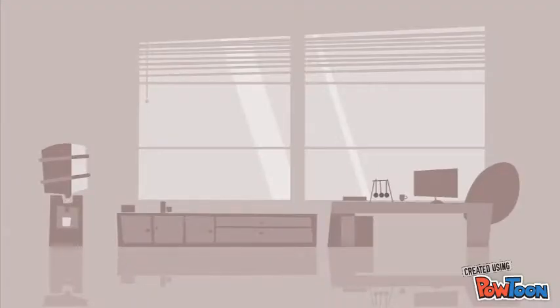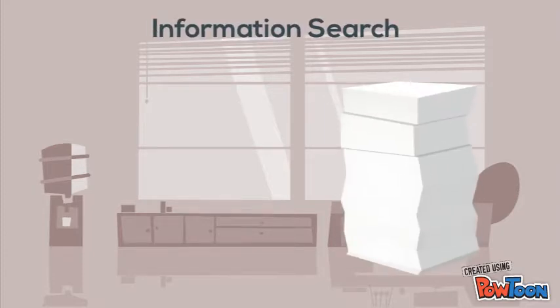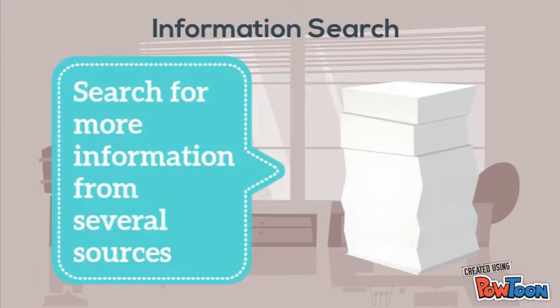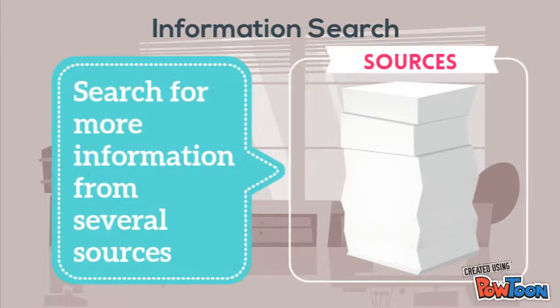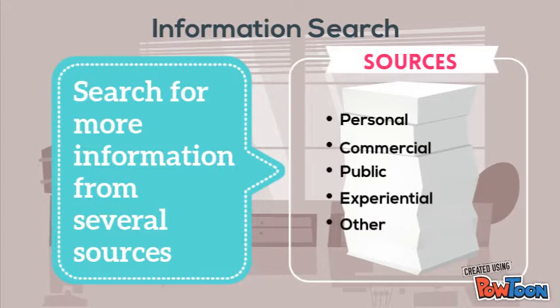After the recognition of need, the consumer moves into the information search stage. This is when they search for more information from several sources. Some types of sources are personal, commercial, public, and experiential. Some examples of each include family for personal sources, advertising for commercial sources, social media for public sources, and product usage for experiential sources.